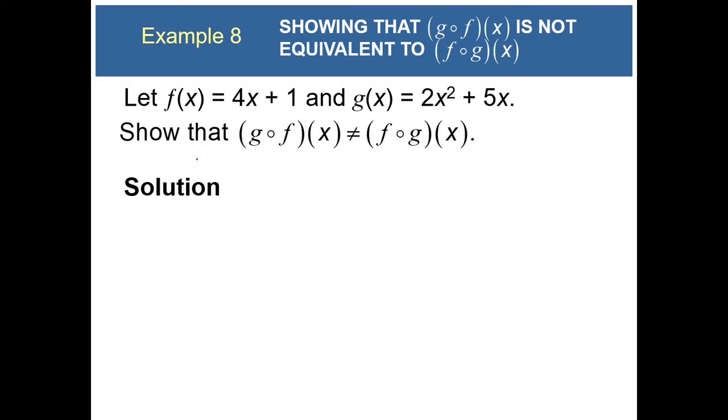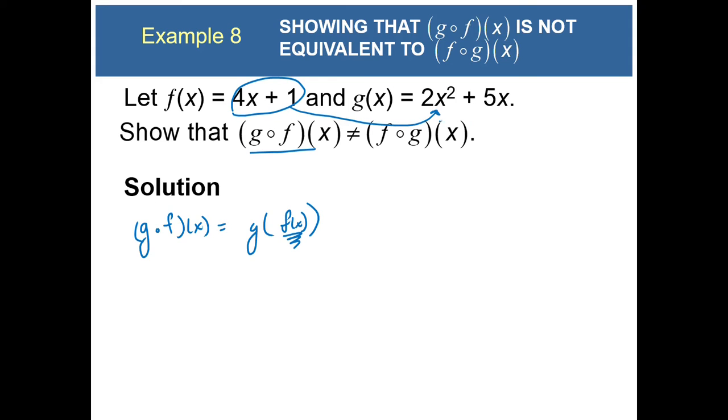Example 8. Let f of x be equal to 4x plus 1 and g of x be equal to 2x squared plus 5x. Show that g of f of x is not equal to f of g of x. We'll start by looking at g of f of x. G of f of x means we're going to take the function f of x and we're going to plug it into g. So we'll take 4x plus 1 and we'll plug it into the x squared and into the x.